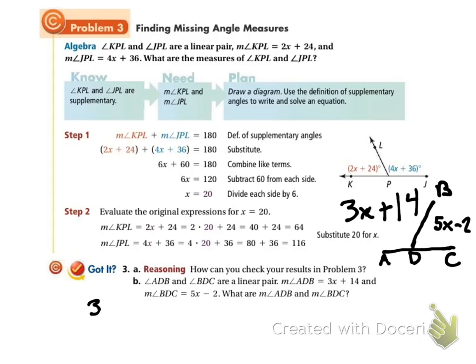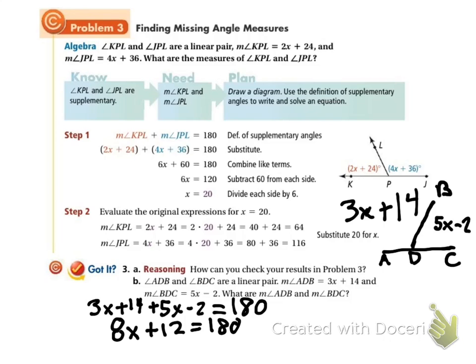So 3x plus 14 plus 5x minus 2 is equal to 180 degrees. So 3x plus 5x equals 8x. And 14 minus 2 is 12. Equals 180 degrees. Then I can subtract 12 from both sides. And I get 8x equals 168. And if I divide by 8, I get x equals 21. Now I can plug back in.